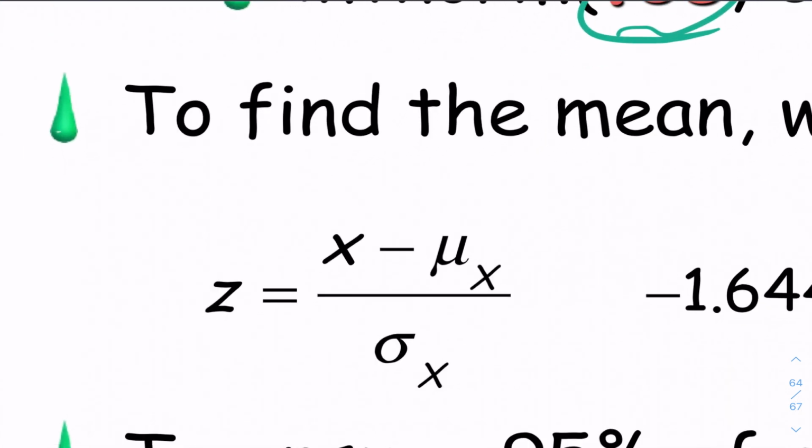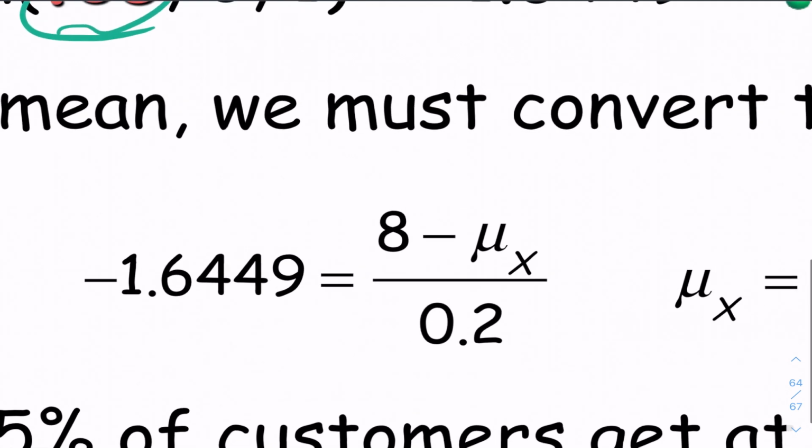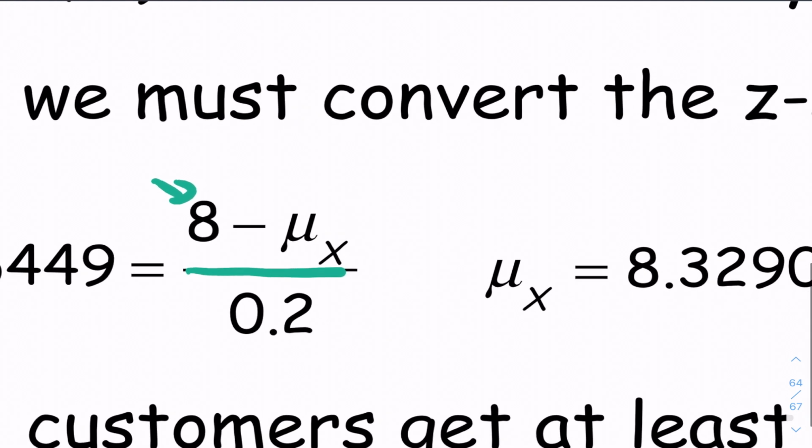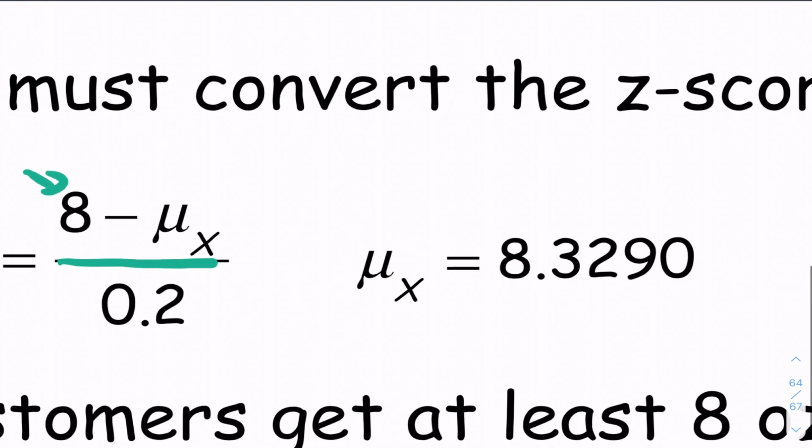To find the mean, we have to convert the z-score to an actual value. So remember, z-score is observed minus the mean over the standard deviation. Well, we just found the z-score from our calculator. Our actual data point is 8. That's what we want 95% of our customers to get. We're looking for the mean, and our population standard deviation is 0.2. So if we cross multiply and then switch the number with mu, we will get 8.3290.